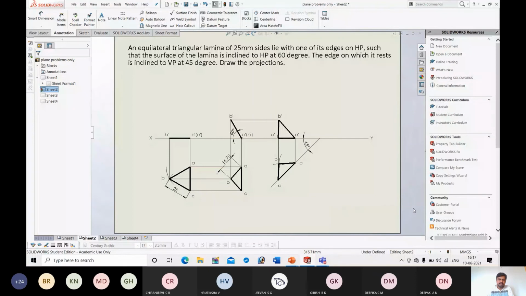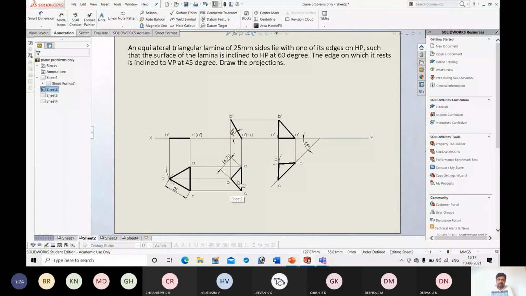Next, after getting the top and front view, satisfy the first condition, that the lamina is inclined at 60 degrees to HP. So again take the same front view, take the same length, and make it inclined at 60. Draw a 60 degree inclined line, then get this length. Next, project the points to get the top view.